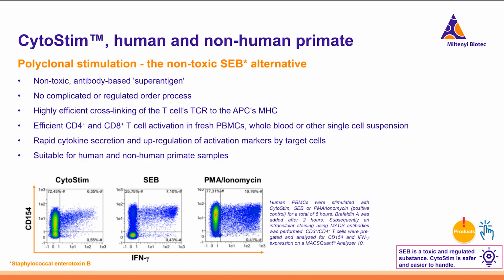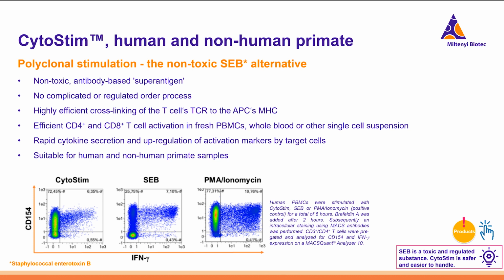Our third and last option for polyclonal T-cell stimulation is CytoStim, the non-toxic Staphylococcus enterotoxin B, in short SEB, alternative. CytoStim cross-links the T-cell's TCR to the antigen-presenting cell's MHC. This means, as with SEB, the T-cells need the presence of antigen-presenting cells to be stimulated properly with CytoStim. This is best achieved in a PBMC setting and may serve, for example, as a functional control in antigen-specific T-cell research. Since the receptor cross-linking by CytoStim is antibody-mediated, no toxic superantigen like SEB is involved.